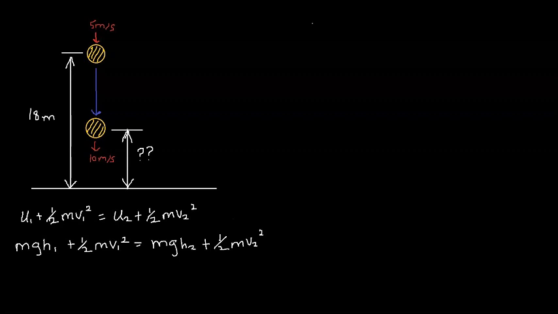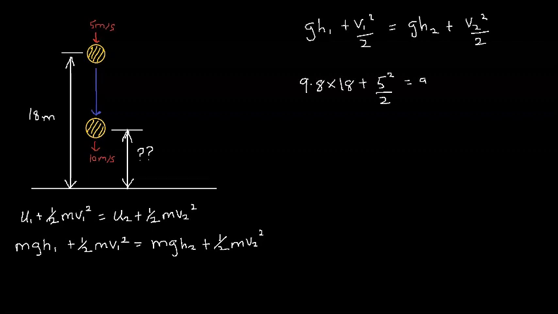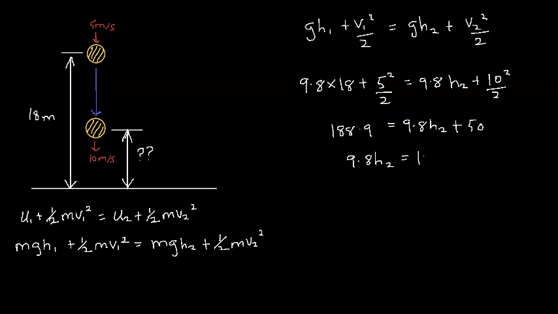Now, since the mass of the object remains constant throughout, we can factorize its mass from both sides and cancel them out. So we're left with gh1 plus v1 squared divided by 2 equals gh2 plus v2 squared divided by 2. Plugging in our values into this equation, we get 9.8 times 18 plus 5 squared divided by 2 equals 9.8 times h2 plus 10 squared divided by 2, which further leads us to 188.9 equals 9.8 h2 plus 50. Solving this equation for h2, we eventually arrive at h2 being equal to 14.2 meters.